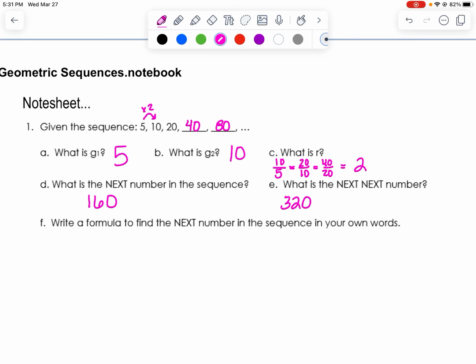So part F says write a formula to find the next term in your own words. And so what I just want you to write here is that to find the next number, you are just going to take 2 times the previous number. 2 times the previous number will give you the next number. This is what a recursive function is, or a recursive formula. It's just saying to find the next one, you're going to do 2 times the one before it.